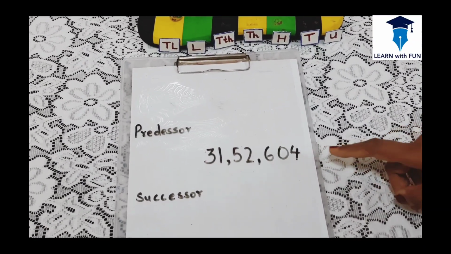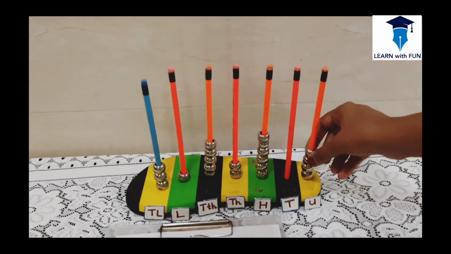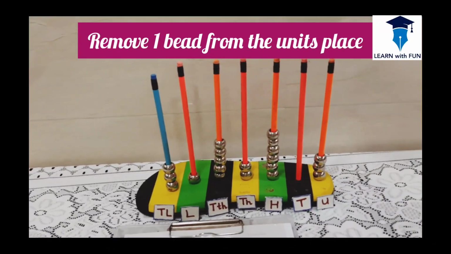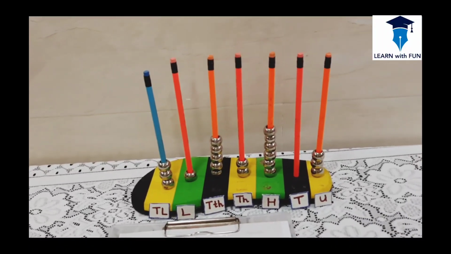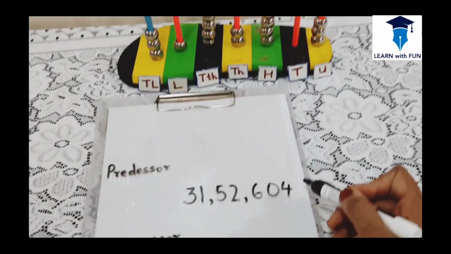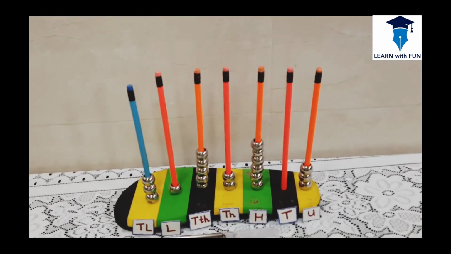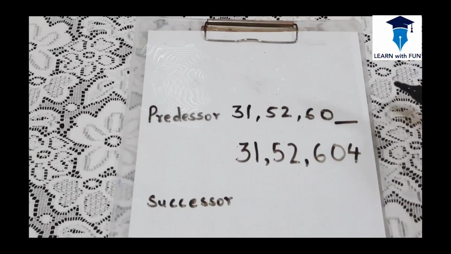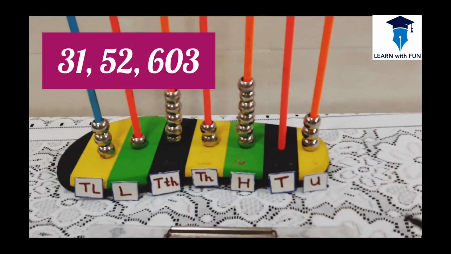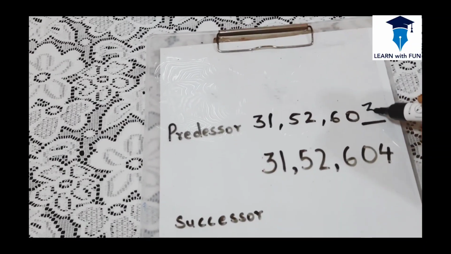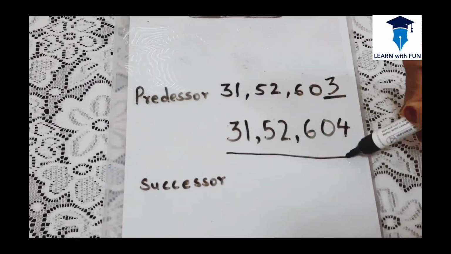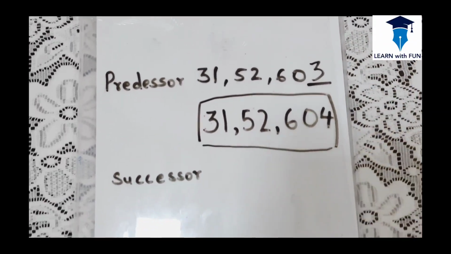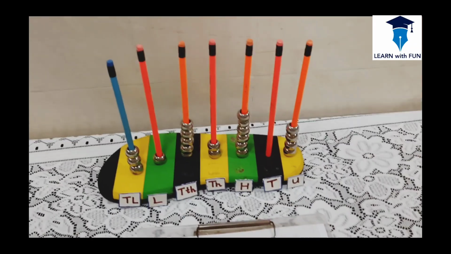Looking at the beads, the child will write the number. A predecessor means the number which comes before it. So when you ask about the predecessor, from the last unit the child has to remove one bead. It will be easy for the child. He will write now 4 from 4, now one bead is removed. So in the predecessor the child will write 31,52,600, and since one bead is removed, it has to be 603. So the predecessor for this number will be 31,52,603.